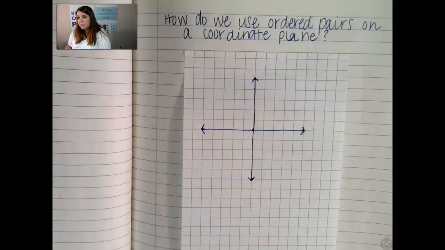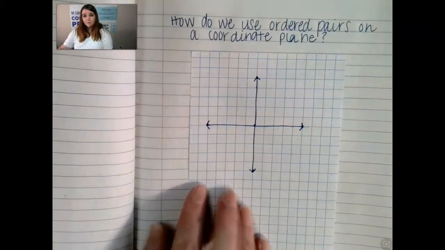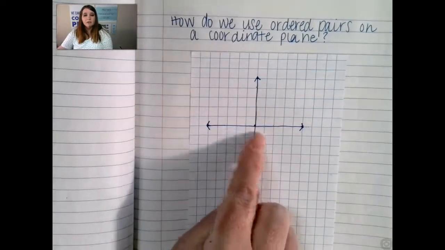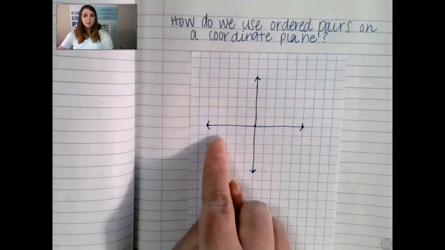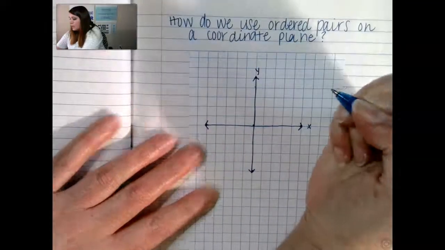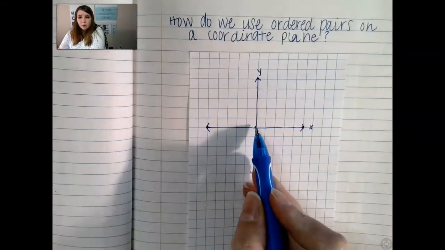So first of all, please make a coordinate plane that looks something like this. It's like a 5 and 5. So 5 positive, 5 negative, 5 positive, 5 negative. And then I would like for you to please label X and Y. You don't need to label the origin, but we do know that this center part is the origin.